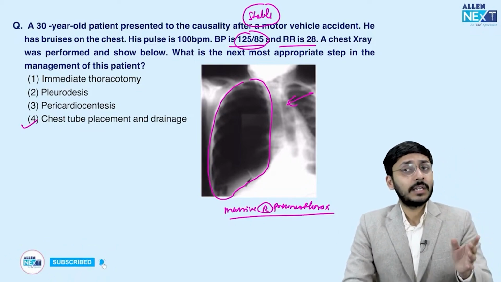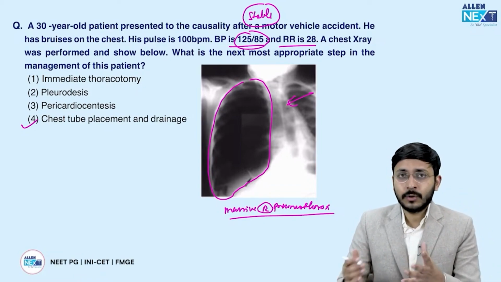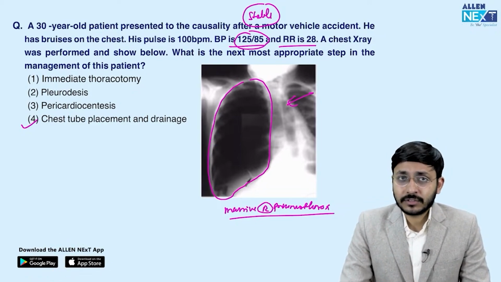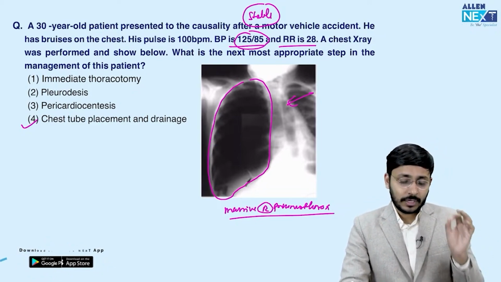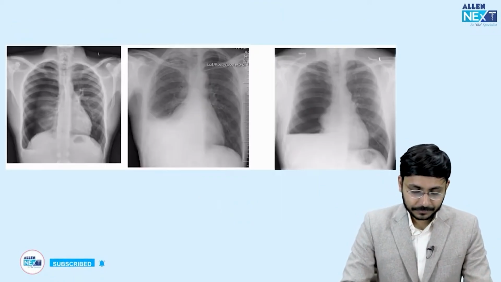But if it was an unstable patient, let's say BP was 85 by 50, patient is crashing, going into hypotension and shock, now we want to immediately decompress the chest. We don't have time to put in an ICD. So in that case we'll do an emergency thoracotomy. I hope this is clear.